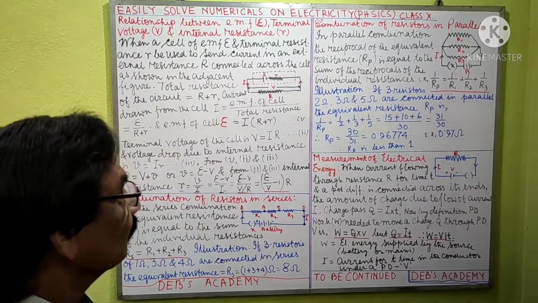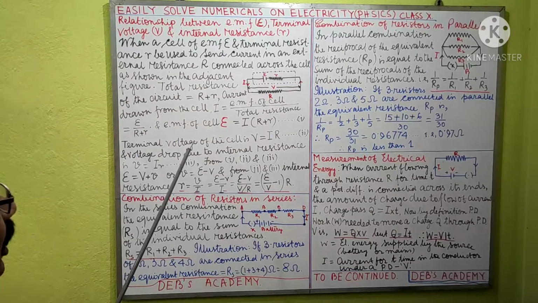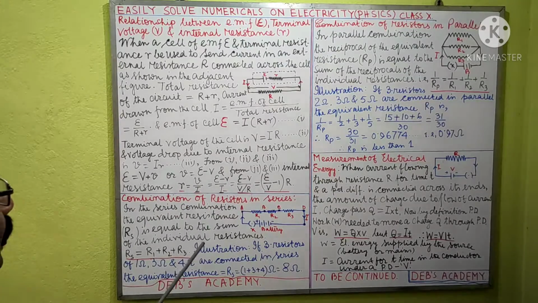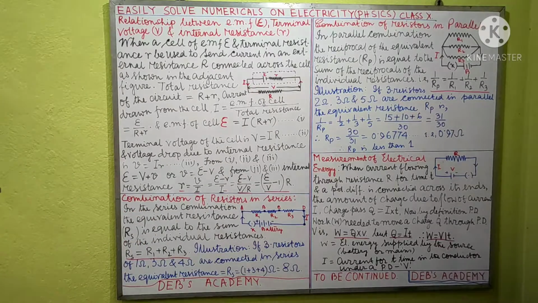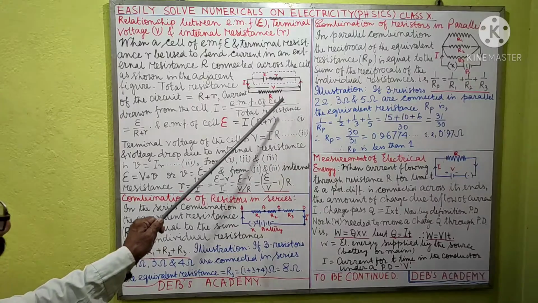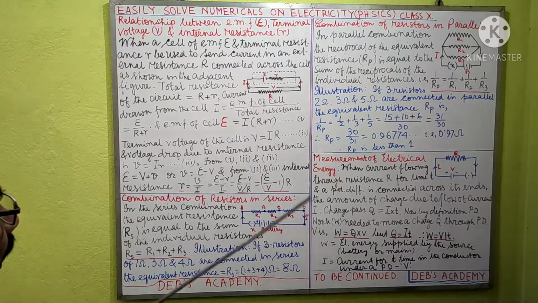Now see, the relationship between EMF, electromotive force, which is known as epsilon, terminal voltage capital V and internal resistance small r of the battery or the mains. When a cell of EMF epsilon and internal resistance r is used to send current in an external resistance R, connected across the cell as shown in the adjacent figure.